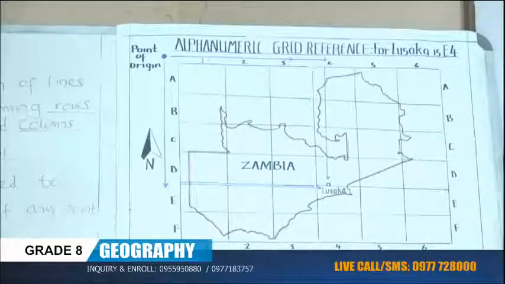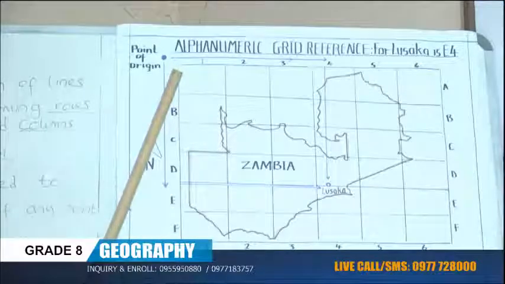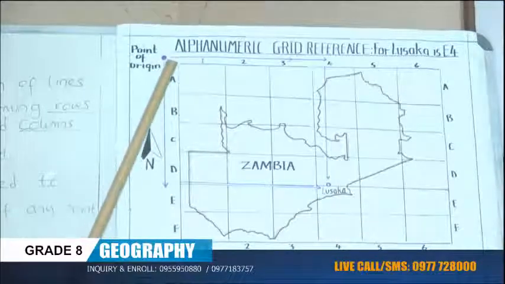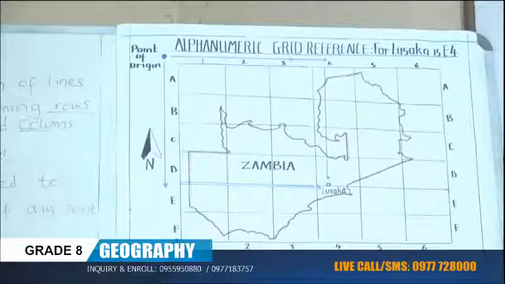Okay, the starting point has got two places where it should be found. It could either be placed on the top left corner, or you can also put it at the bottom left corner.